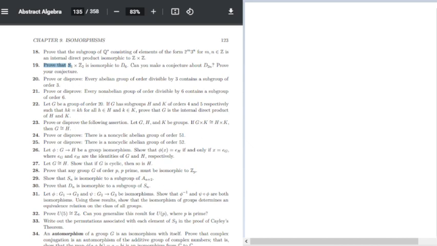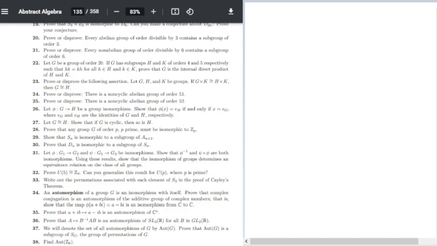Prove that every abelian group of order divisible by 3 contains a subgroup of order 3. Every abelian group of order divisible by 3 contains a subgroup of order 3. I feel like this is going to be something that comes down to the fundamental theorem of finite abelian groups. Of order divisible by 3.